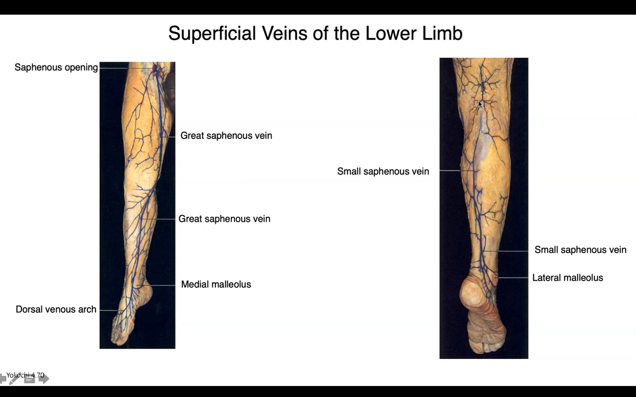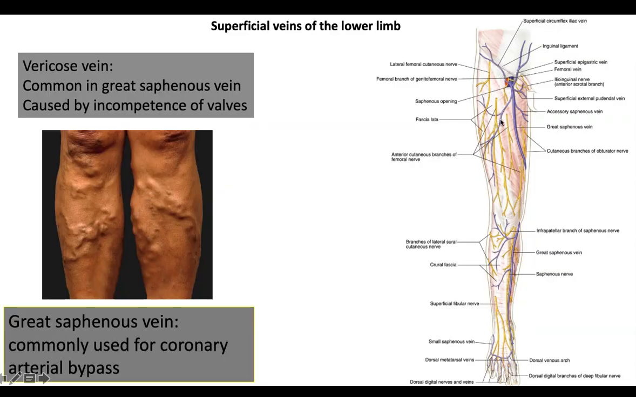The great saphenous vein and the small saphenous vein have numerous unnamed tributaries, and they communicate with each other by these tributaries. And also there are some perforating veins, which are the communicating veins between the superficial and the deep veins.